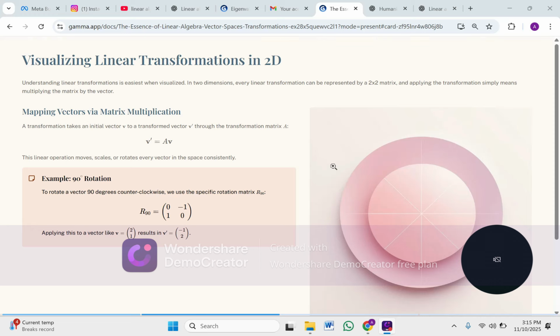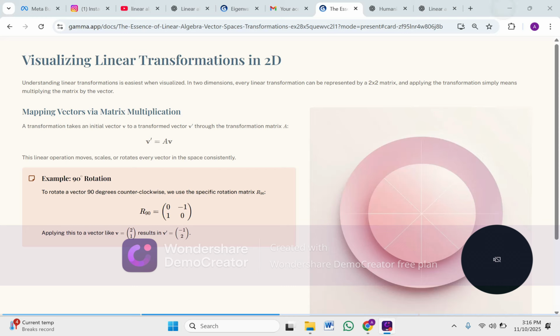The next is how we can visualize linear transformation in 2D. So let's understand how linear transformation can be done in 2D. It is the easiest when visualized. In two dimensions, every linear transformation can be represented by a 2 by 2 matrix, and applying the transformation simply means multiplying the matrix by the vector. Mapping vectors via matrix multiplication. So in this, a transformation takes an initial vector to a transformed vector through the transformation matrix.